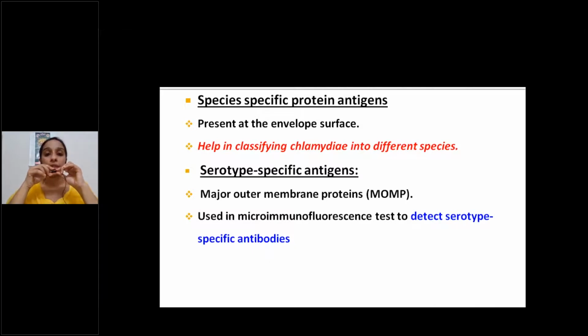Next, the species-specific protein antigen. This is present on the envelope surface of the cell. Based on this protein antigen, we can speciate within the chlamydial genus. Then another one, serotype-specific antigens. I already told you these are the major outer membrane proteins, MOMP. Based on MOMP, each species is typed into several serotypes. This serotyping is done by the microimmunofluorescence test to detect serotype-specific antibodies.